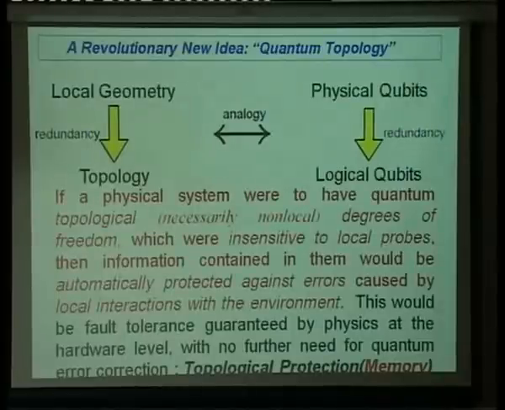So Alexei Kitaev asked this rhetorical question: if a physical system were to have quantum topological degrees of freedom, which have to be necessarily non-local, because topology is a non-local study of geometry, which then would be insensitive to local probes because they are non-local, okay? Then information contained in them would be automatically protected against errors caused by local interactions with the environment. This would be fault tolerance guaranteed by physics at the hardware level with no further need for quantum error correction. This is topological protection. This is the memory. This is my paraphrasing of Alexei's work over a 10-year period. This is basically the rhetorical question he asked.